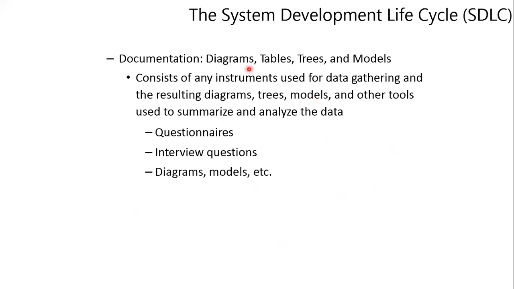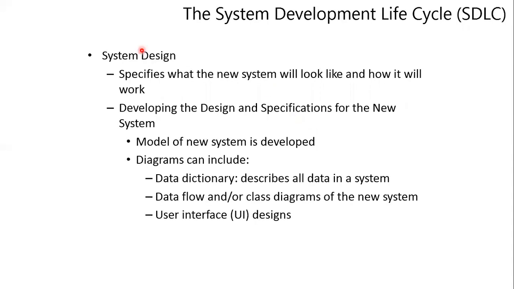Documentation: diagrams, tables, trees, and models consist of any instrument used for data gathering. The resulting diagrams, trees, models, and other tools are used to summarize and analyze the data. Questionnaires, we are going to fill up some questionnaires, interviewing questions, diagrams, models, etc. This is how we take the input so that we can design and develop the system design.